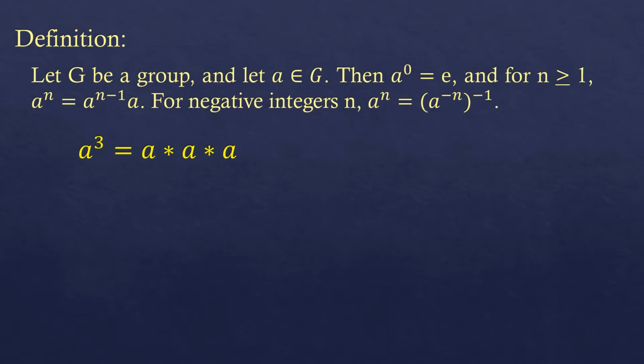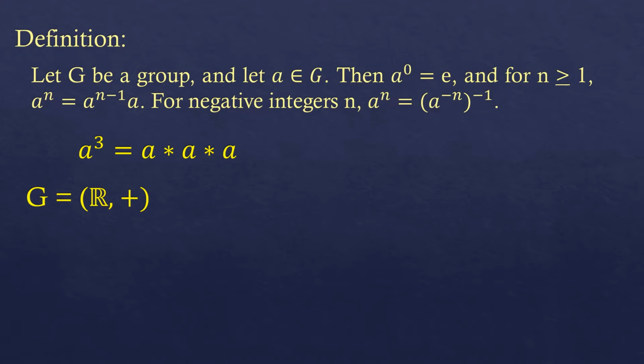Now, if you say a to the power of 3, based on the definition, as it's greater than or equal to 1, it's going to be a to the power of 3 minus 1, which is the same as a squared a, which is the same as a times a times a, if the operation is times. But this is a binary operation. We don't know what the operation is unless it's given, and so we're going to use a star symbol. So a star a star a. So it is repeating itself with the operation star as a general operation.